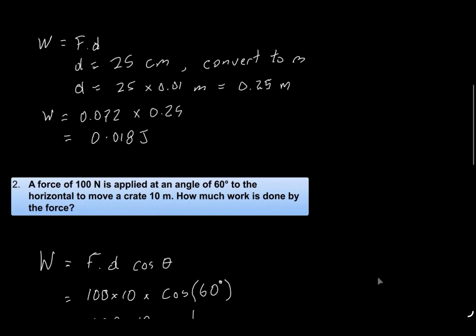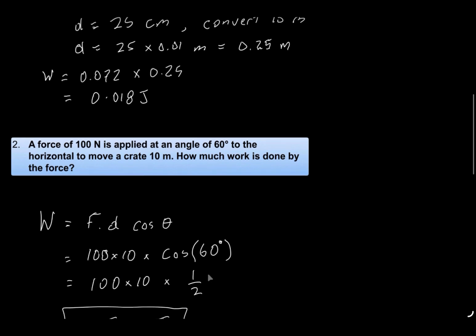Now the force is applied at an angle, so we have to take into account that angle. In some readings they will tell you the force in that direction is F cos theta. Either way, your work will be F times d cos theta. So we're going to substitute the values of force, which was given as 100 newtons, the distance, which is 10 meters, and the cosine of the angle, which is 60 degrees. Now the cosine of 60 degrees is equal to a half.